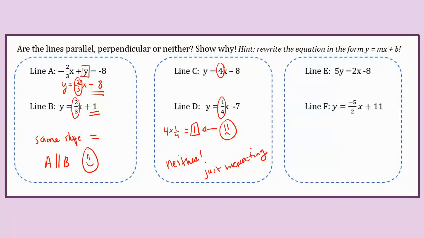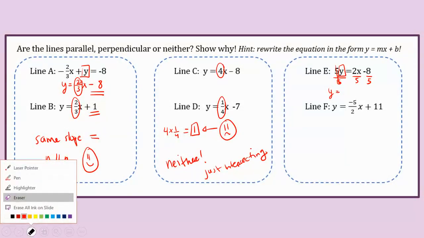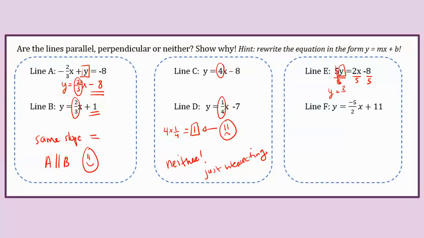Okay, so here, I don't know the slope yet, but let me go ahead and isolate the y. So that means I need to divide by 5, right? The inverse operation. So let's divide everything by 5. Don't leave anything out. Y equals negative... Nope, that's not negative, is it? 2/5 x minus 8/5. There's my slope. This is in a good form. There's my slope.